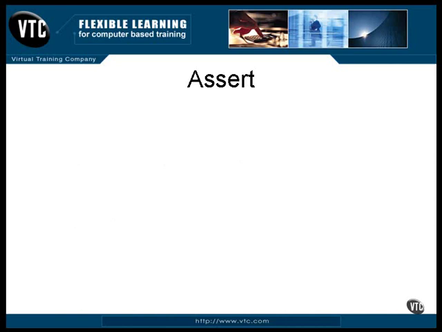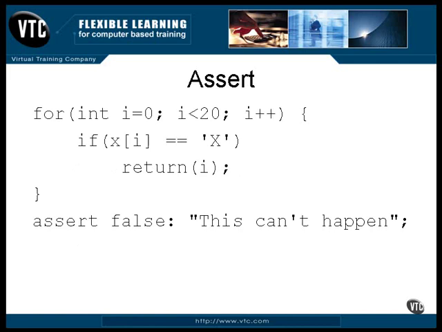You can do the same thing for logic flow that must always follow a specific path. If your program will only work if there is an uppercase X somewhere in this array, then you can use an assert to trap the case where it wasn't true. If things are going right, this loop should never drop through the bottom.